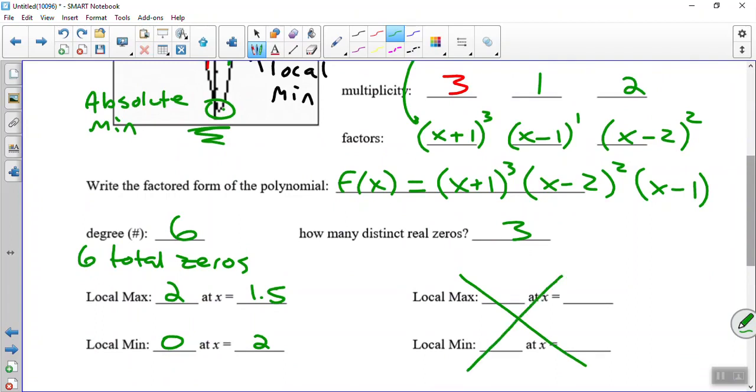You won't have this on your sheet. I'll go back and fix this on your sheet. That's just an extra. I copied too many spaces there. Okay, so those are your local max and local min. You should be able to identify that.